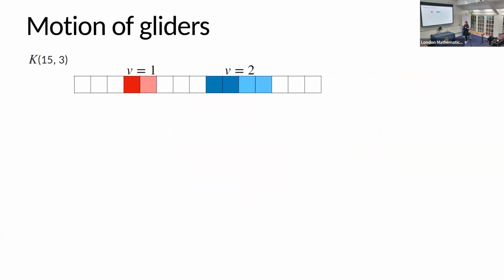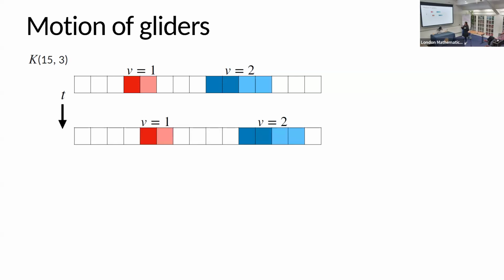As I said, those were super simple Kneser graphs. But here also it's simple, only in this case we have 2 different kinds of gliders, with speed 1 and speed 2. After one time step, the red glider will move 1 step ahead, and the blue glider will move 2 steps ahead.